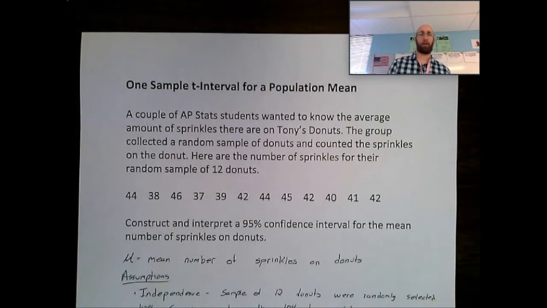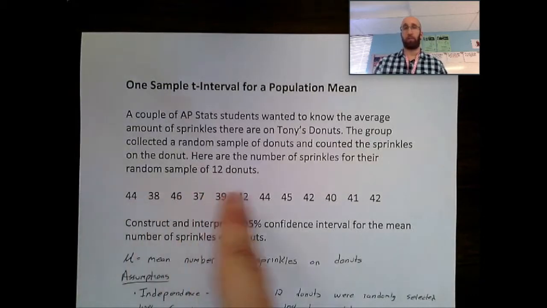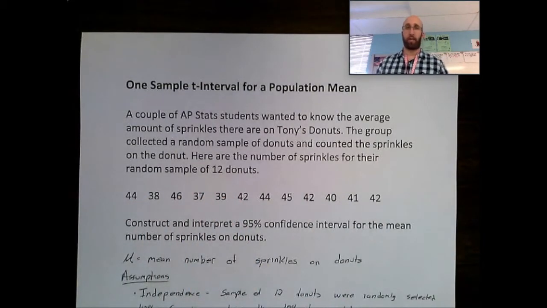So here we go. A couple of AP Stats students wanted to know the average amount of sprinkles on Tony's Donuts. The group collected a random sample of donuts and counted the sprinkles on each donut. Here are the number of sprinkles for their random sample of 12 donuts. So they picked 12 donuts randomly at Tony's Donuts and counted the number of sprinkles. That's their raw data right there.